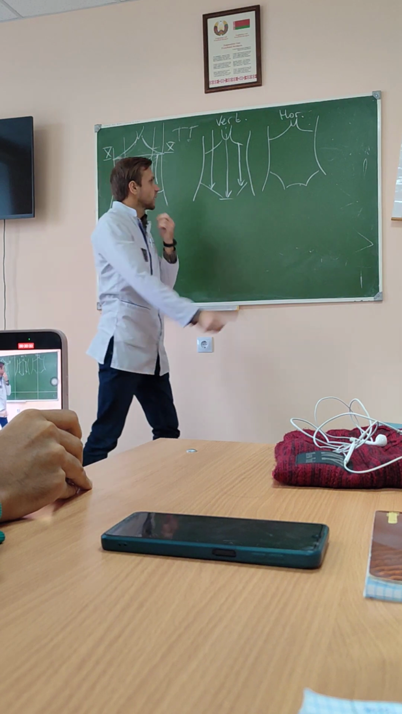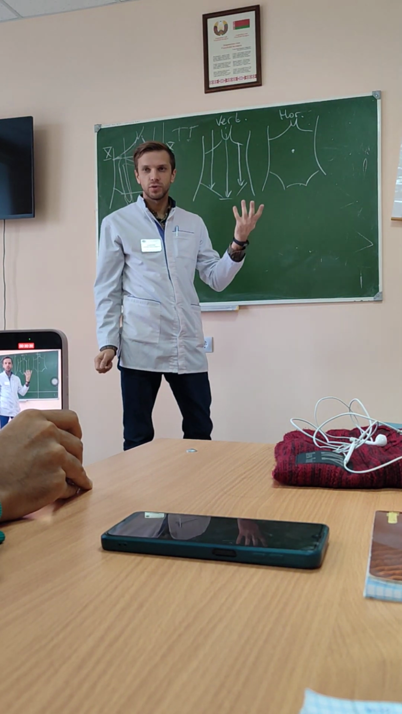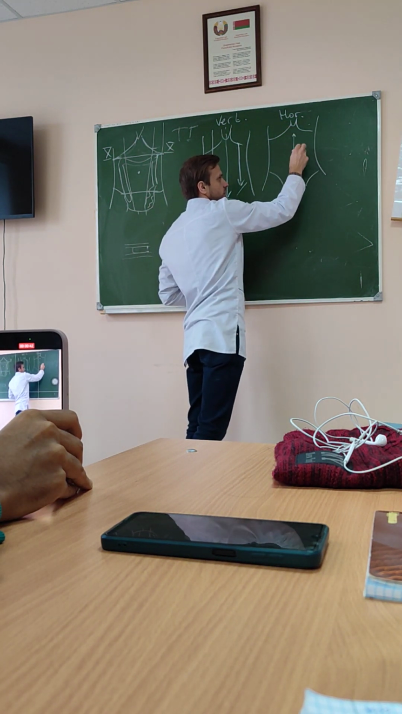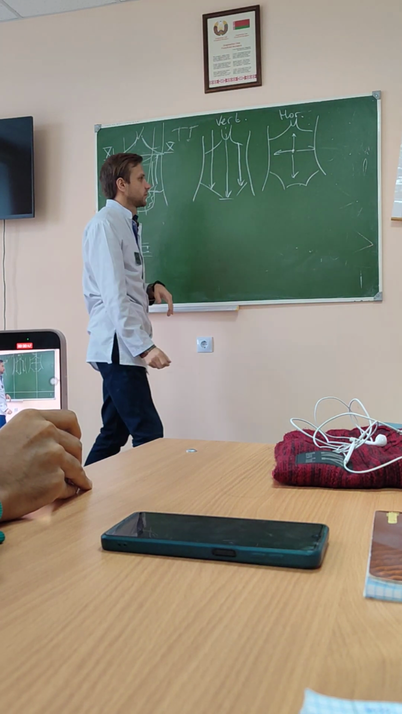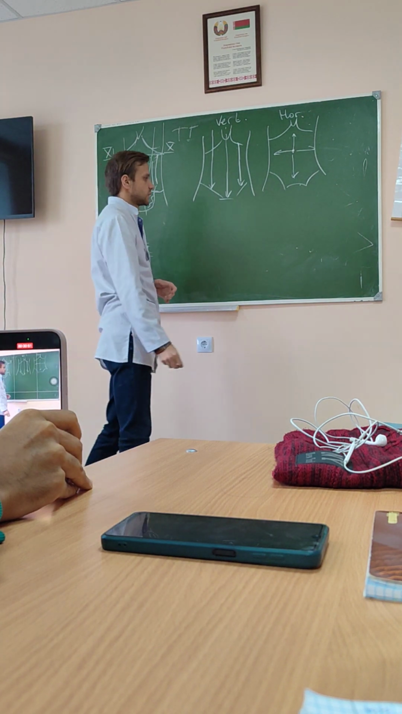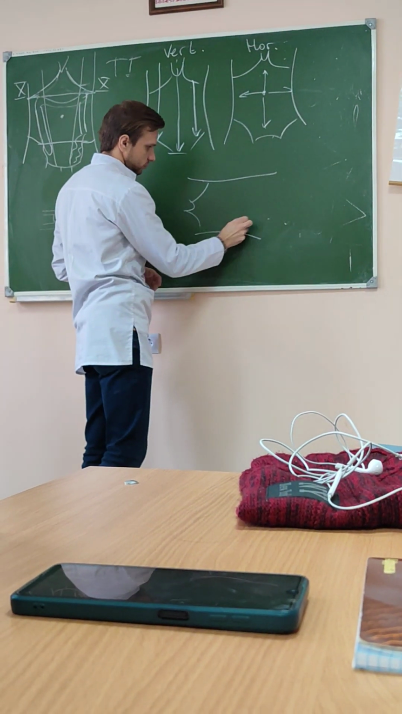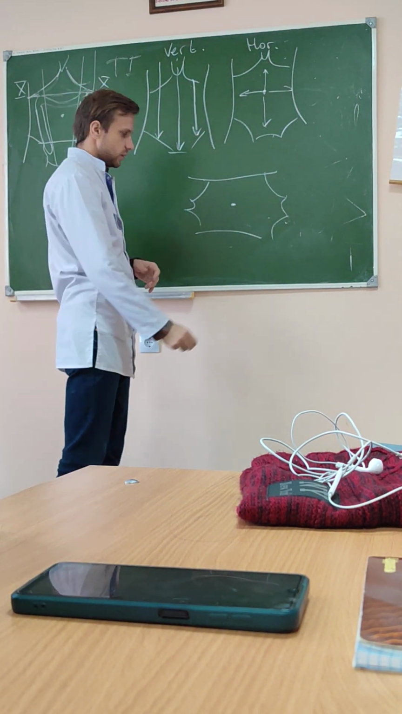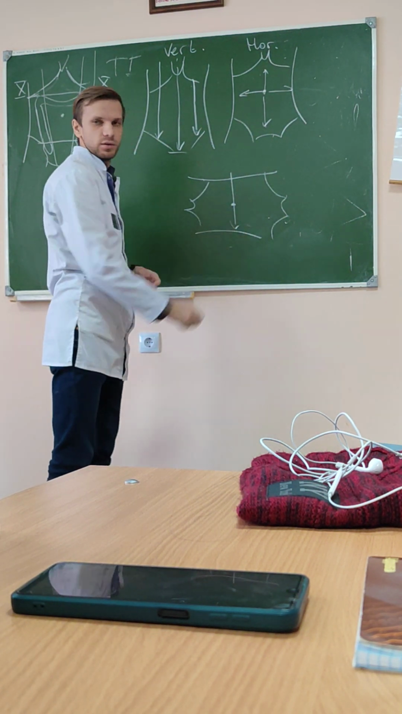Horizontally, we need to do percussion from the umbilicus in the four directions. From umbilicus upward, downward, to the left and right side. Next, patient has to lie on one side, on the right side, for example. And at the level of umbilicus, we have to do percussion from the upper part to the lower part.